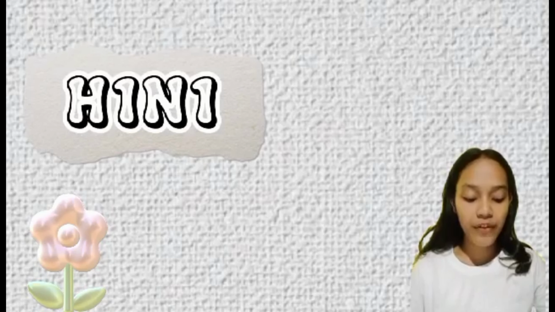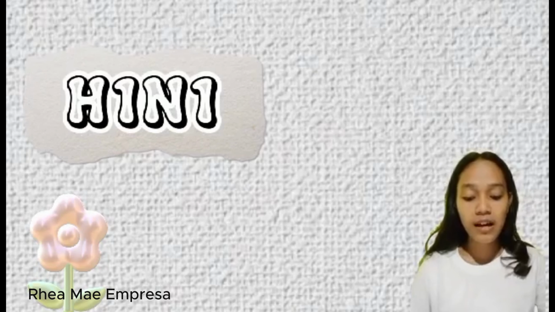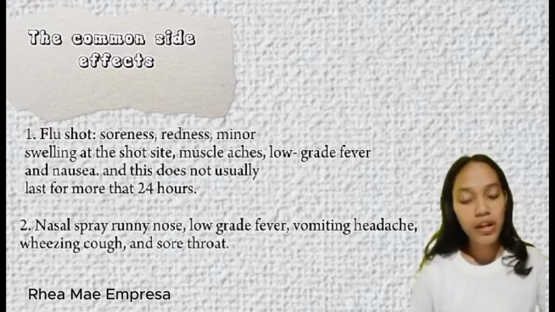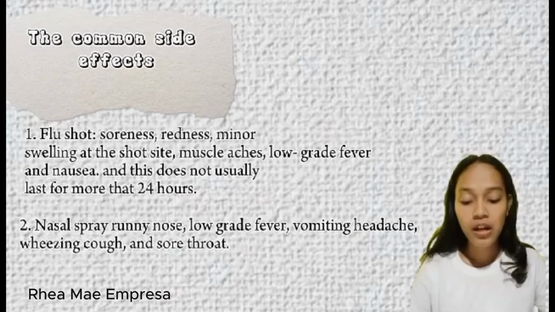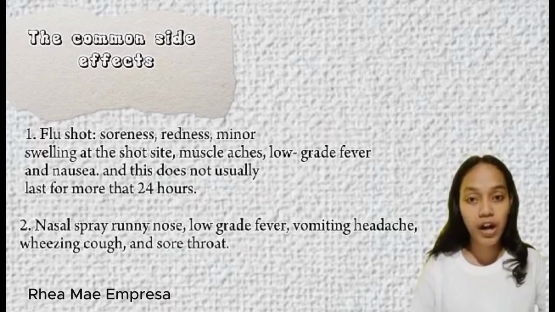The best way to avoid influenza infection is through vaccination, and vaccines also have some side effects. The common side effects of H1N1 vaccines, typical of flu vaccines, are the following. First is the flu shot: soreness, redness, minor swelling at the shot site, muscle ache, and low-grade fever. This does not usually last for more than 24 hours.